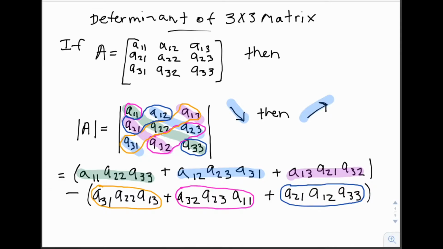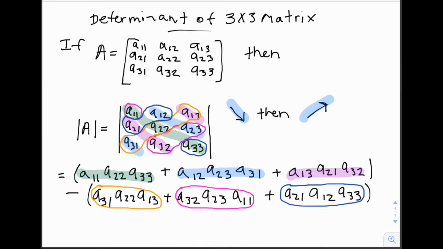So if you can see, our first row is going to be this green highlighter here. So we have A11, A22 times A33, and those are all multiplied. Then we have our other downward directions. So we have in blue highlighter A12, A23, and then A31. Finally, we have our last downward direction, which is going to be that A13 times A21 and then A32, and that's going to be in the purple highlighter.